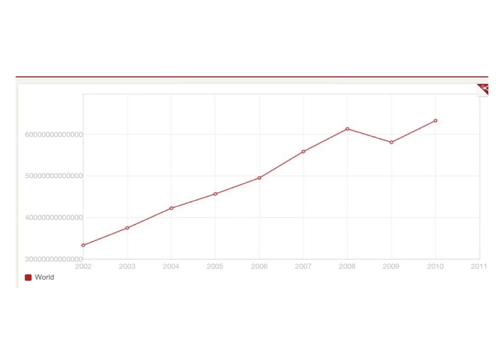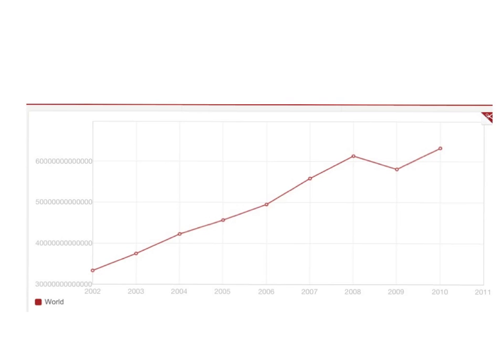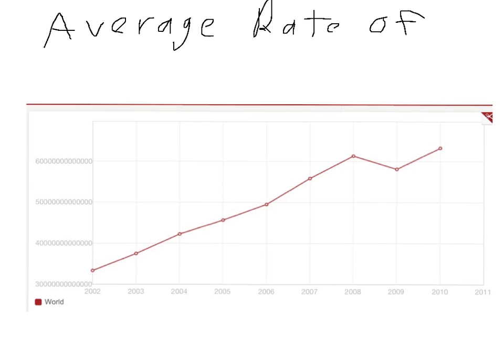So here is the original picture of the graph. There it is, right there. So now we're going to find the average rate of change.